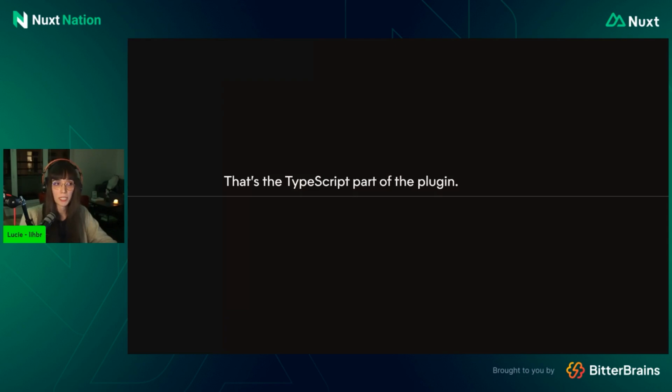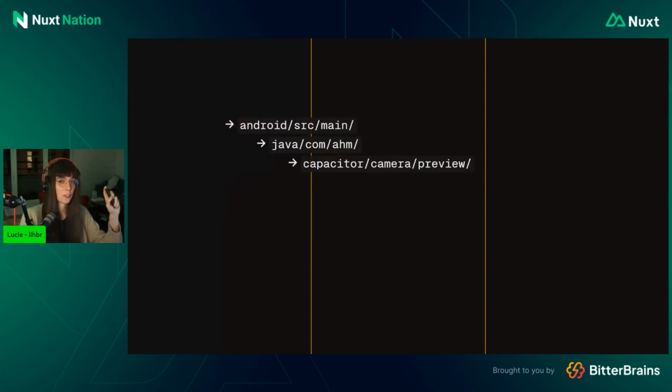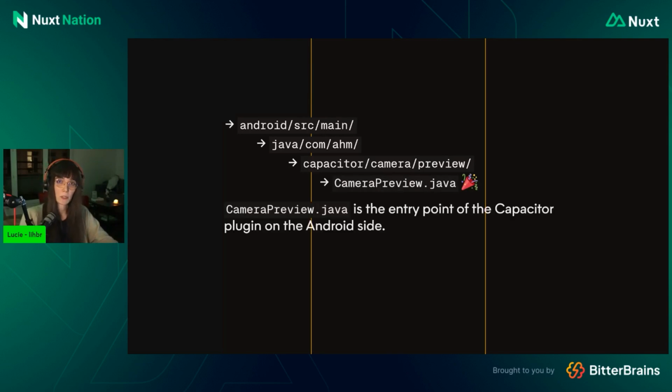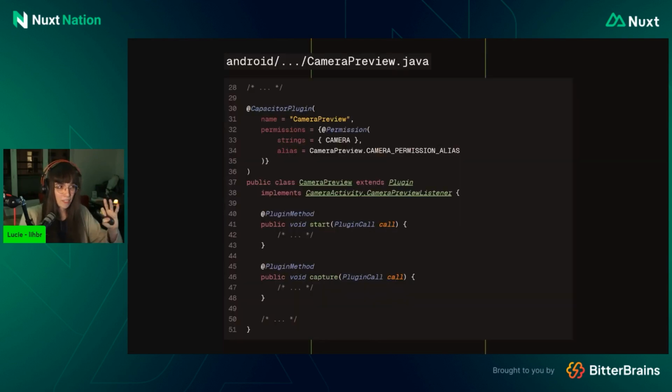Now we'll do something a bit scary, but we'll be fine, trust me. We'll peek inside the Android folder. And I won't judge, but Java developers just love to nest their code under dozens of folders. But after digging for a bit, we'll find a camera preview file. And this file is the entry point of the Capacitor plugin on the Android side. On the iOS side, we'll have a similar one, but nested under way fewer folders because it's not Java. So, peeking inside this file, we'll notice that we have the same methods that were defined inside our definition file. We have the start method, capture method, and so on.